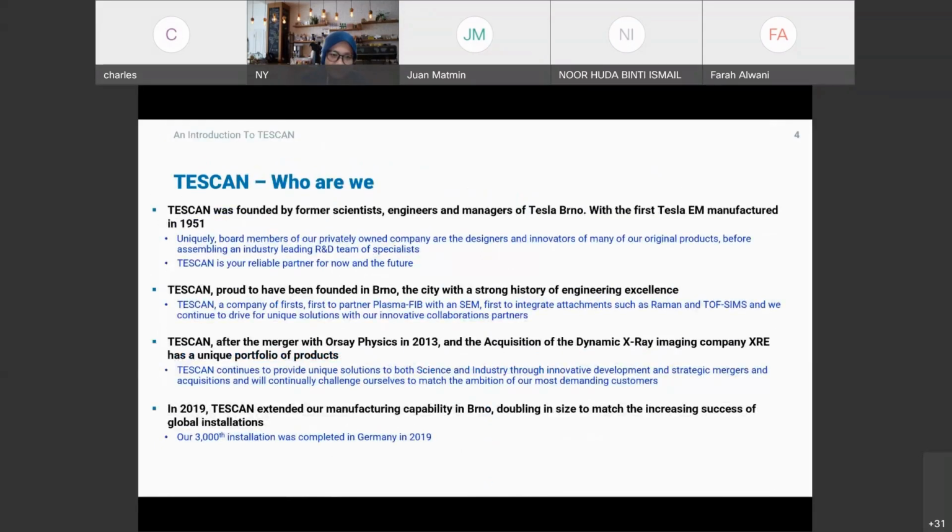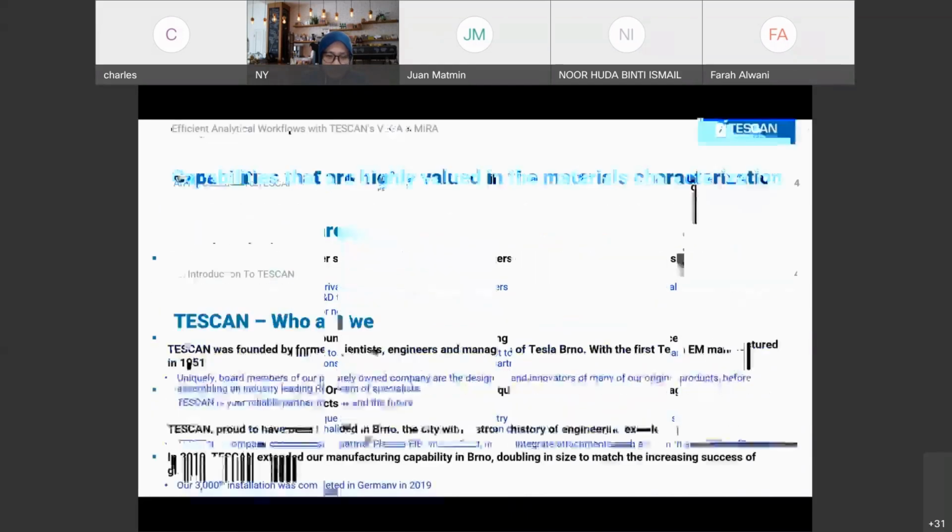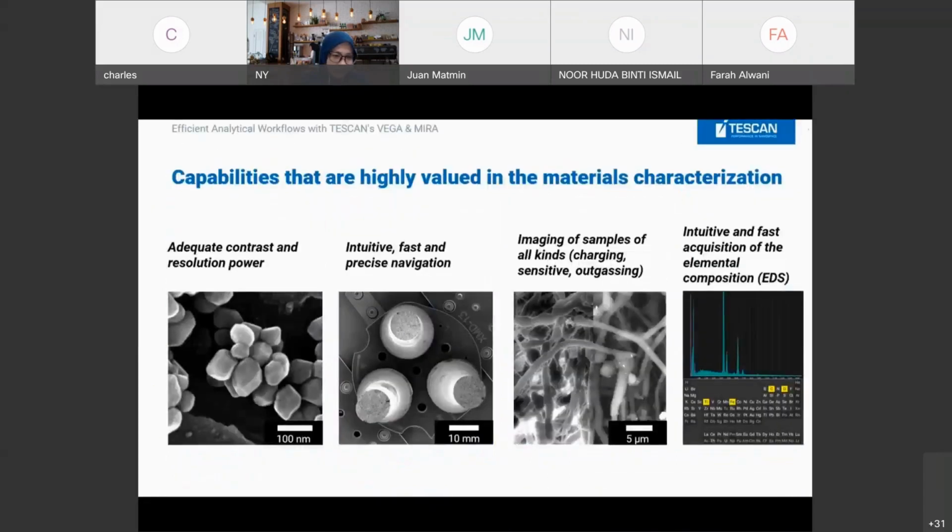Of course, there was a major breakthrough in 2013. Tescan merged with Orsay Physics, the producer for FIB. From there onwards, they started their FIB business, and to date, they have produced more than 3,000 systems installed globally. So the stronghold of Tescan is FIB-SEM. Anyway, Tescan is just a brand, the manufacturer for the SEM, and we NOVATIQ here are representing their products.